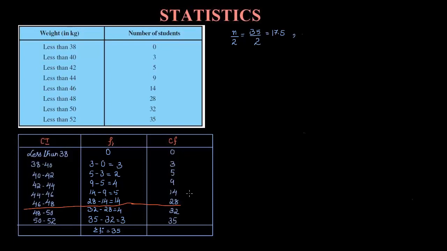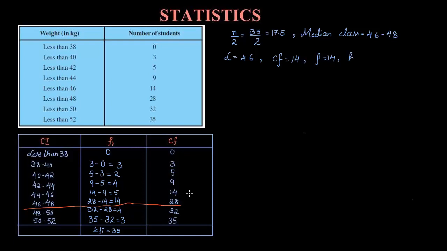Now let us write that median class is equals to how much? What is the value here? 46 to 48. Now what are the other terms? We have L, which is equals to 46. We have CF. What is the cumulative frequency? You will be writing the cumulative frequency of the class which is just before the median class. So it is 14, right? Then you have F. What is F? F is the frequency of the median class. So it is 14.